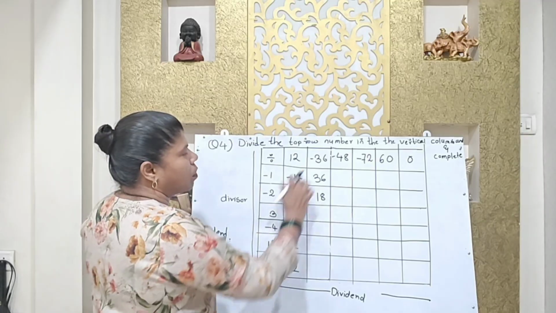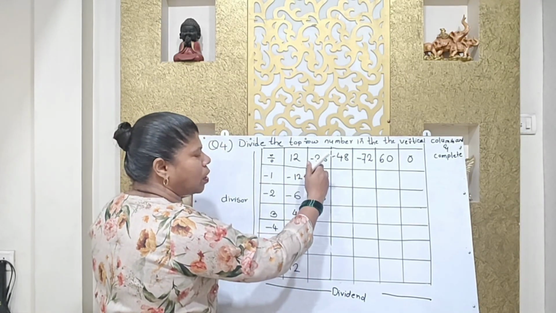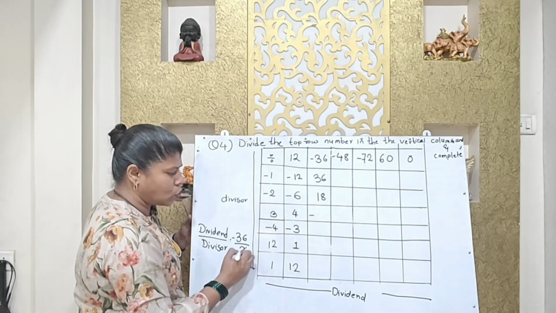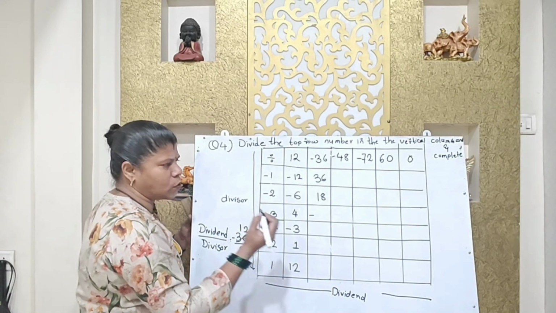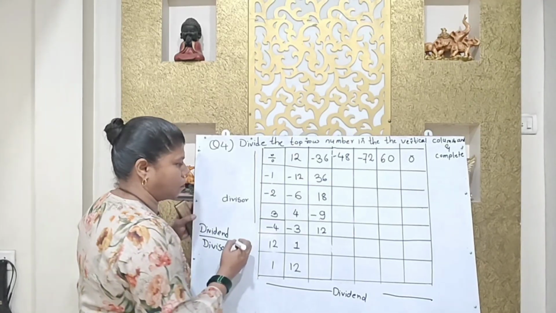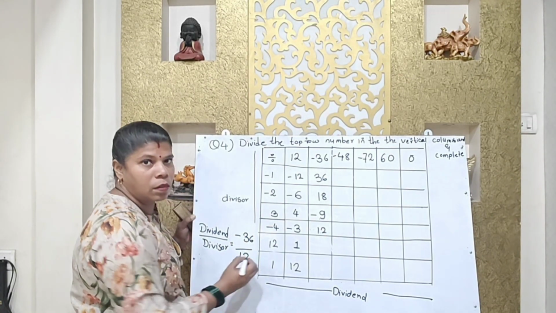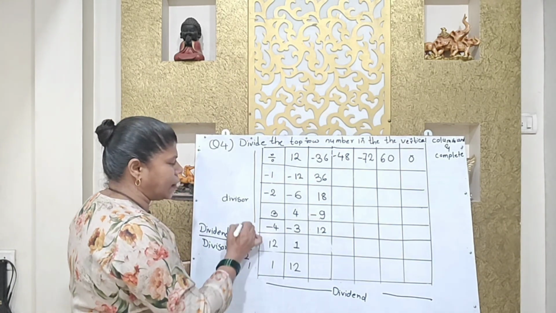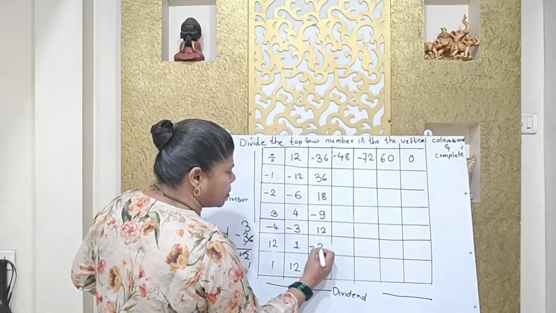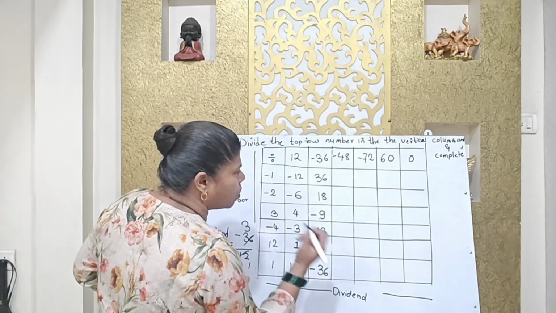Now, here minus plus answer will be minus. So -36 divided by 3. 3 ones are 3, 3 2s are 6. Answer will be -12. Next, -36 divided by 12. 12 ones are 12, 12 3s are 36. This is negative, this is positive. Answer will be -3. -36 divided by 1, answer will be -36 only.